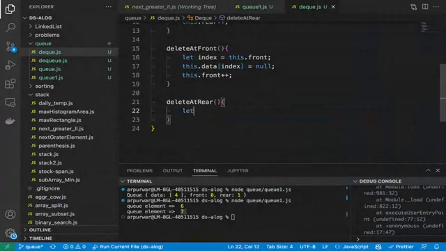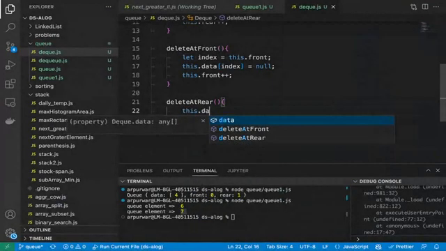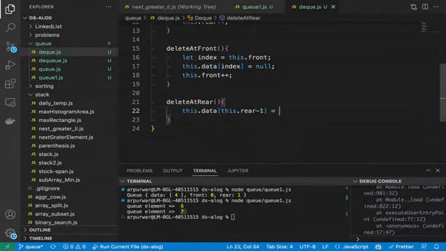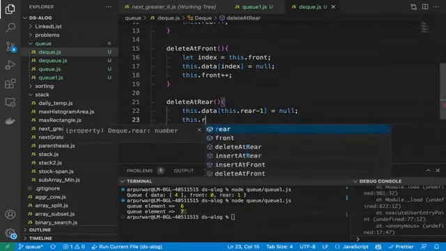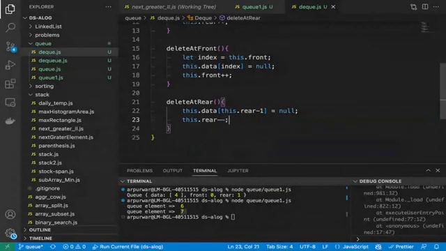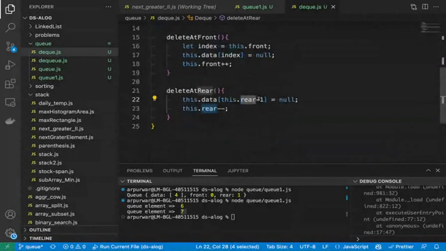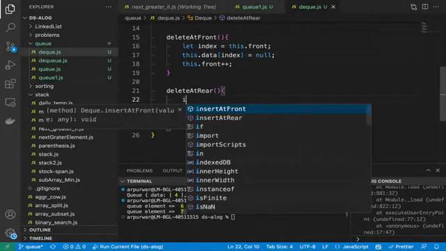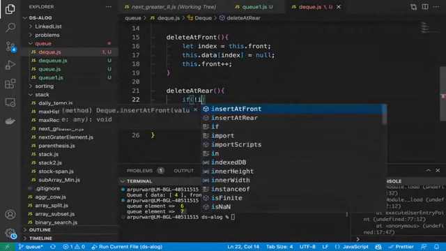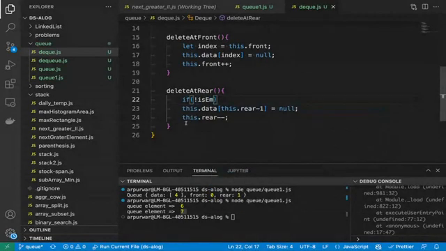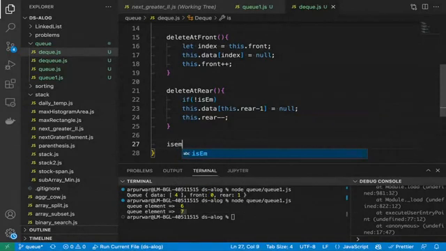So let's write this dot data, this dot rear -1 is equal to null, and then this dot rear minus minus. Let's check the spelling is correct. Yeah, rear minus 1, it will reach the previous index. And before that, let's check for empty also, right? If it is not empty, then only do all these things. Okay, we have not created the isEmpty method here. So, yeah, isEmpty.